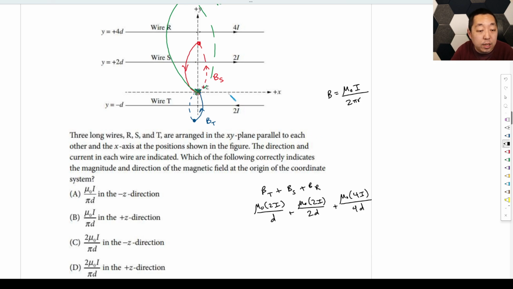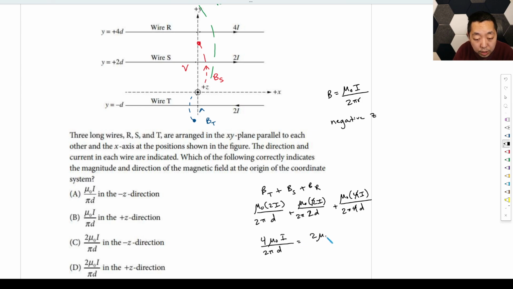And then it's going into the page, and what are they saying? Which way? Oh, positive z. Positive z is out of the page. So this is going to be in the negative z direction, because we said it was going into the page. And so this is going to be 2 mu naught I over d. This is going to cancel. This is going to cancel. So you have one of these, two of these, and then two of these. So it's 4 mu naught I over, oops, I'm sorry, 2 pi. I forgot the 2 pi's here. Over 2 pi times d. And that's going to be 2 mu naught I over pi d in the negative z direction.